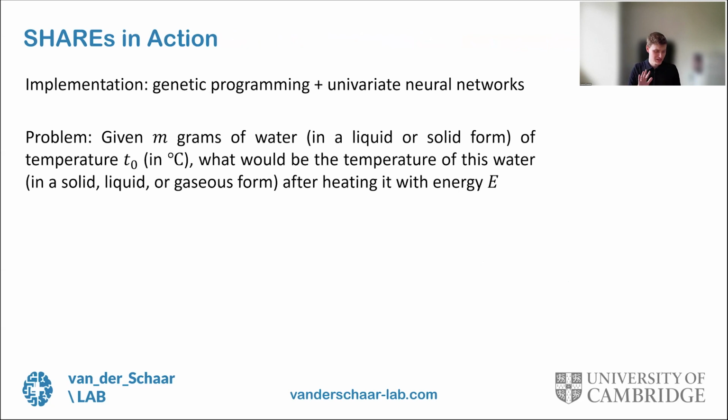So now to show how Schaars can be used in practice, we implemented a simple version of Schaars based on genetic programming and with univariate neural networks as shape functions. This was mostly for illustrative purposes, and we expect much more efficient implementations in the future. So we wanted to test it on the following quite simple but still challenging problem. Given m grams of water in a liquid or solid form of a particular temperature, what would be the temperature of this water after heating with a certain amount of energy? So it seems like a simple problem with just 3 variables.